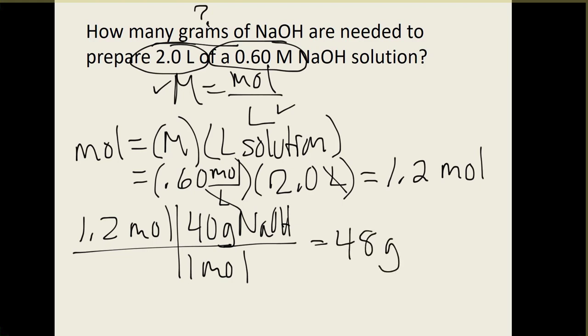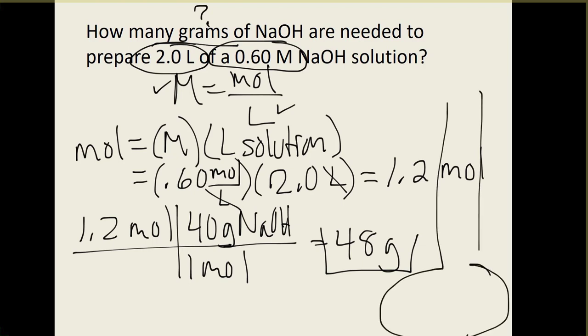So this is a problem that I do all the time when I'm in the lab and I need to make solutions for classes, because I know the total volume I need for all my students and I know the concentration. So I have to go through and figure out how many moles I need and then change that to grams, and then I'll put that in a weigh boat and I'll get my flask ready and I'll put that 48 grams in my flask.